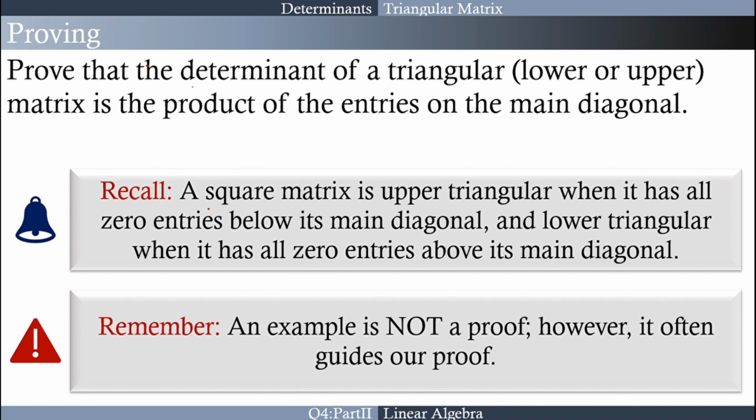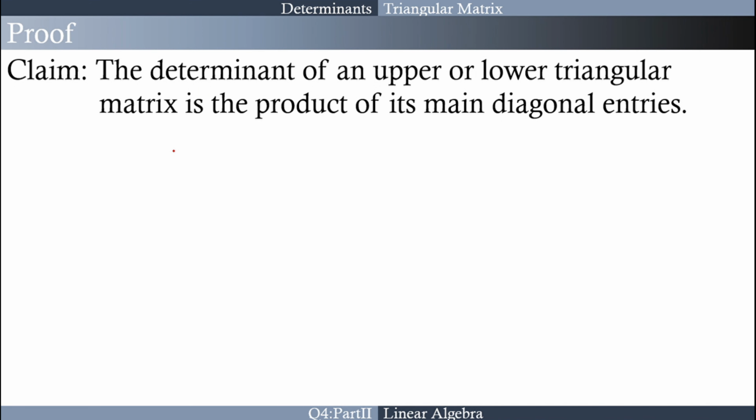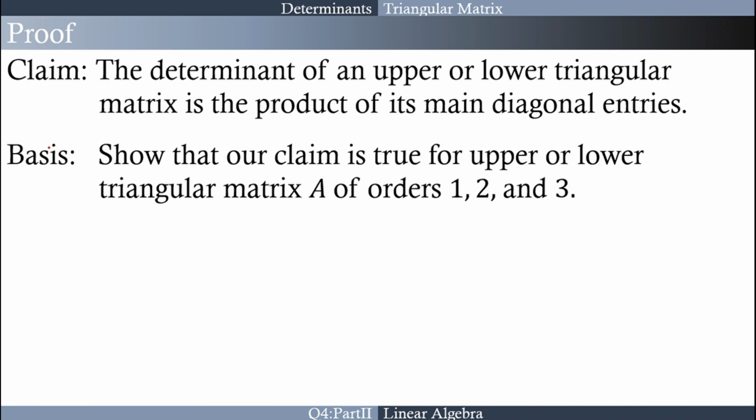But we have to remember that an example alone is not a proof. However, it often guides our proof. We can use examples as a basis to construct our proof. Moving forward to our formal proof, let's claim that the given statement is true, that the determinant of an upper or lower triangular matrix is the product of its main diagonal entries. We will show a basis for that claim.